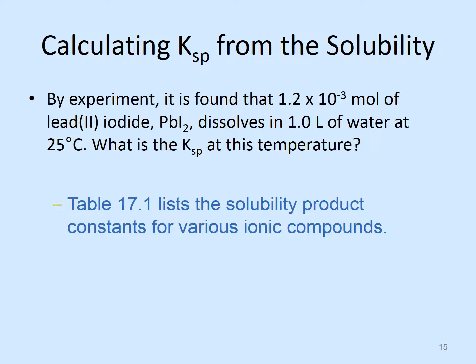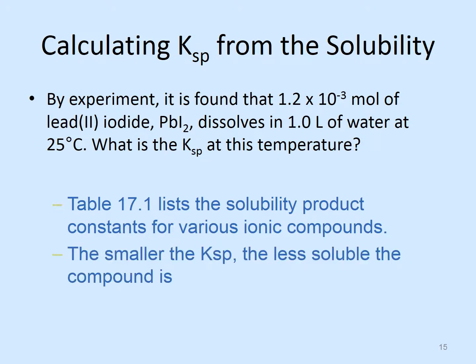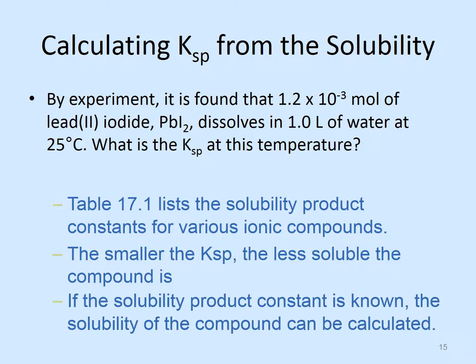You can look up solubility product constants for many ionic compounds. Most of the time the problems will involve using the solubility product constant, in which case you need to look it up. But note that the smaller the KSP is, the less soluble the compound is. So the smaller the KSP, the more insoluble it is. Now, once you know the solubility product, you can actually calculate the solubility of the compound. So you can go back and forth. We'll do an example of that in a minute.